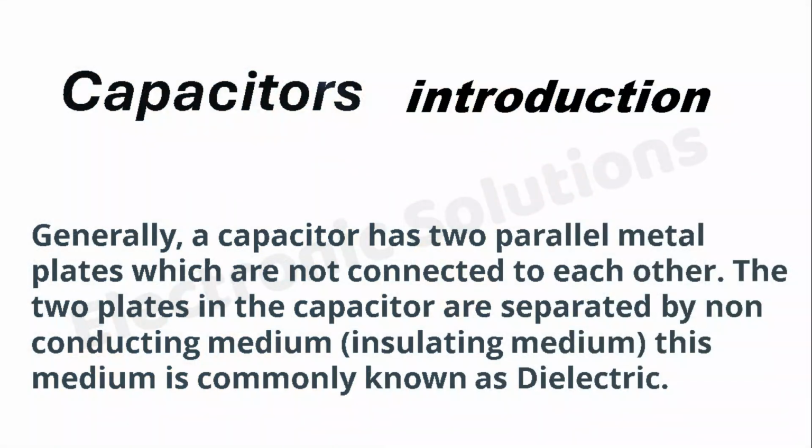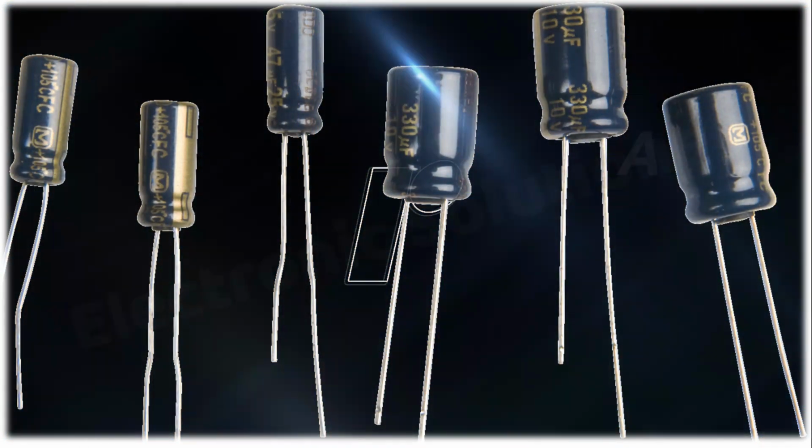Generally, a capacitor has two parallel metal plates which are not connected to each other. The two plates in the capacitor are separated by a non-conducting, insulating medium. This medium is commonly known as the dielectric.